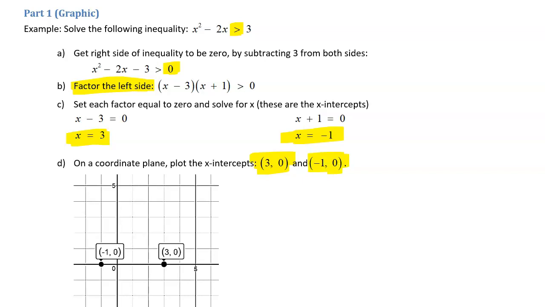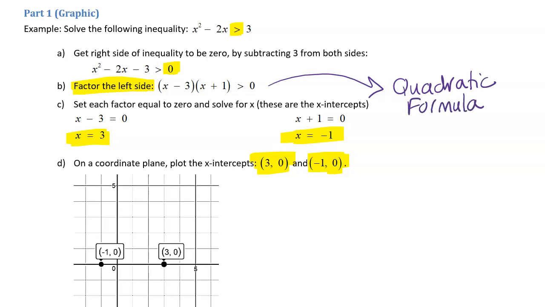Back to this step here, if for some reason it doesn't factor, remember that you can use the quadratic formula that will also find your x-intercepts. So if you have a trinomial or a quadratic function that will not factor, then just go to your quadratic formula, but you can still find the x-intercepts one way or the other.